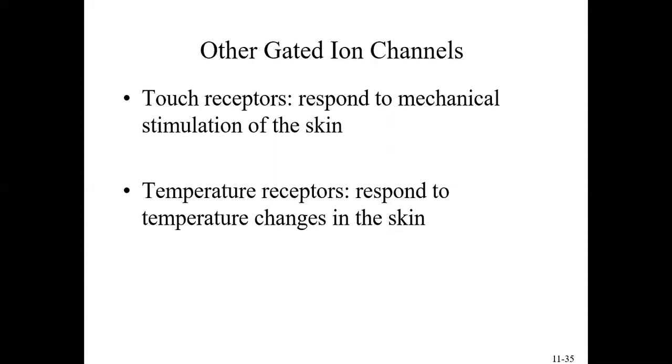Sometimes temperature will affect ion channels as well. So sometimes temperature changes cause an ion channel to open. That causes an action potential. That sends a signal to the central nervous system to let you know that you're feeling that temperature change, that it's getting warmer.